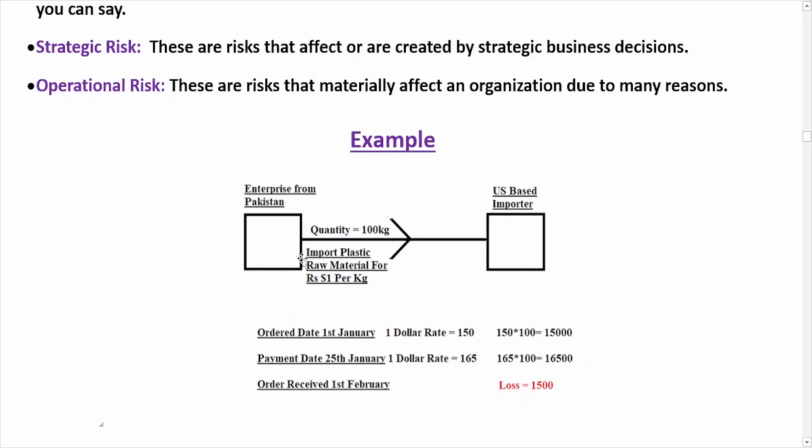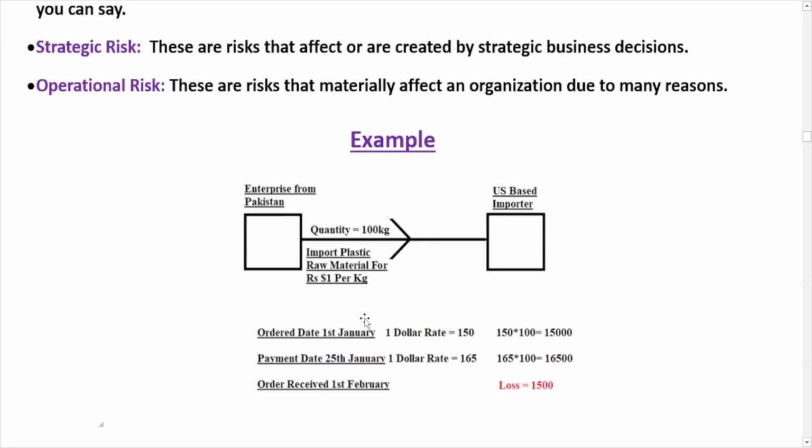Let's say the Pakistani enterprise ordered 100 kg of plastic raw material. Though the ordered amount of 100 kg is very low, I know that, I am just taking it so it will be easier for you guys to calculate. The price for 1 kg of plastic raw material is $1, so 100 kg of raw material, and the rate for each kg is $1 US.